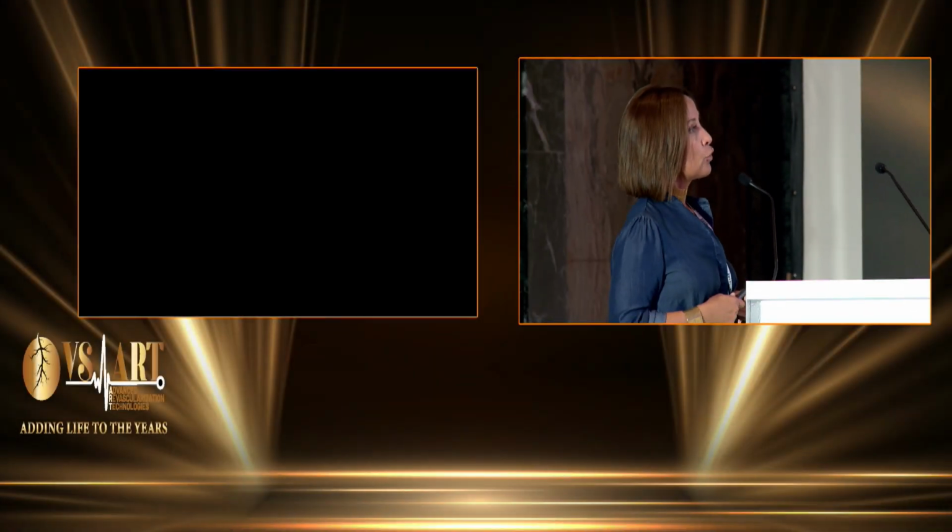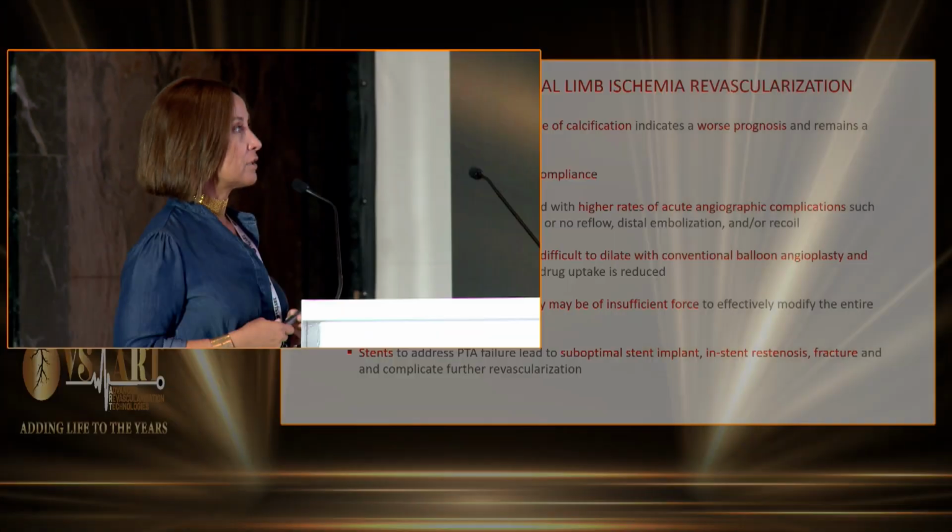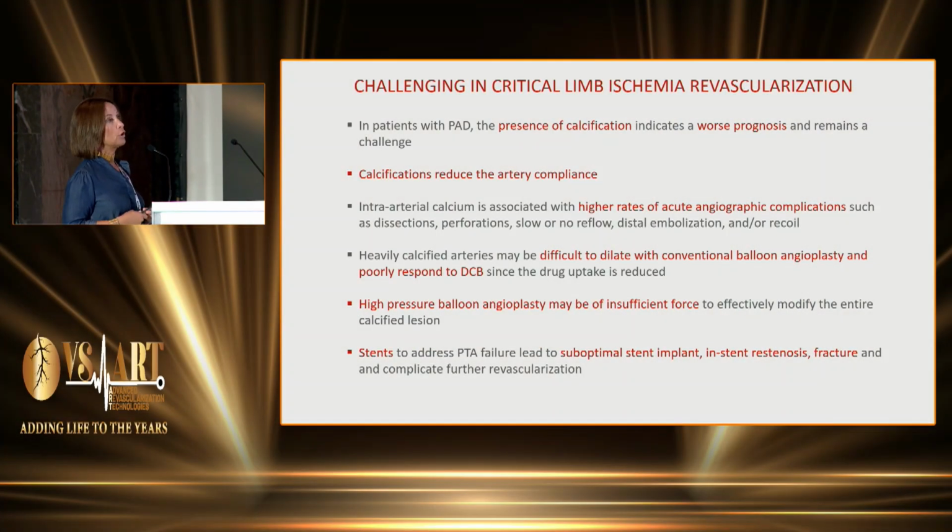The biggest problem is calcium, because when there is calcium, the prognosis is always worse, because the calcification reduces the artery compliance. So this means that we have a higher rate of acute angiographic complications, such as dissection, perforation, slow or no flow at all, distal embolization, and recoil.